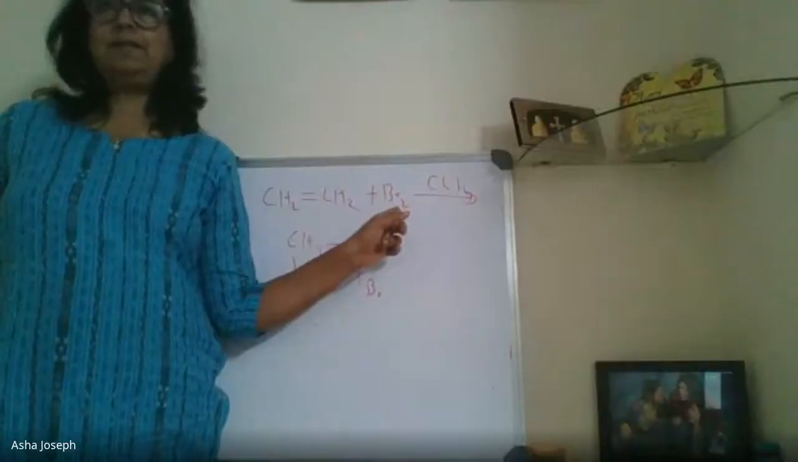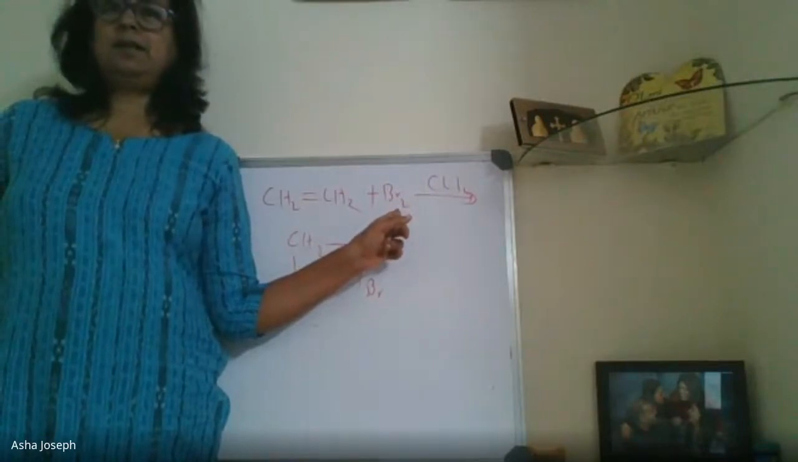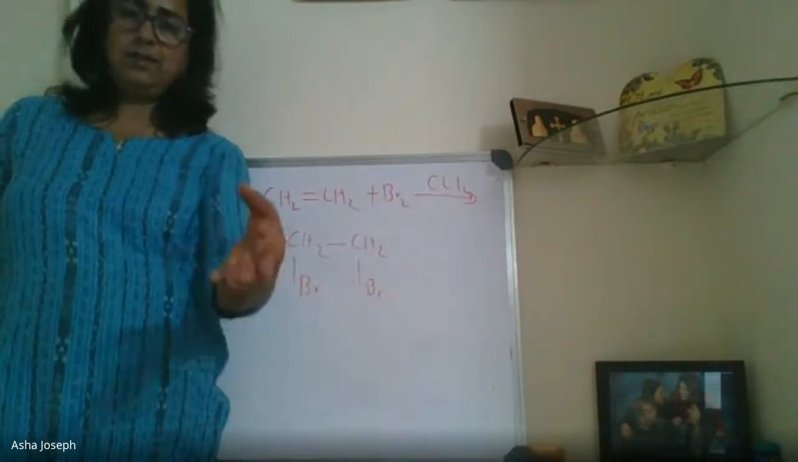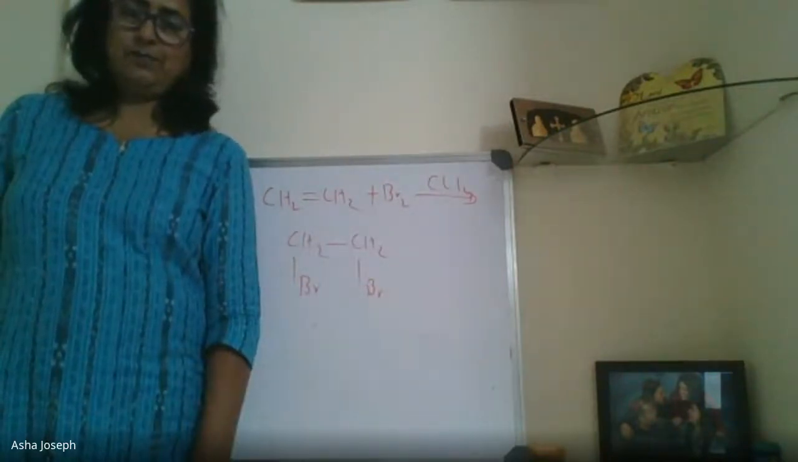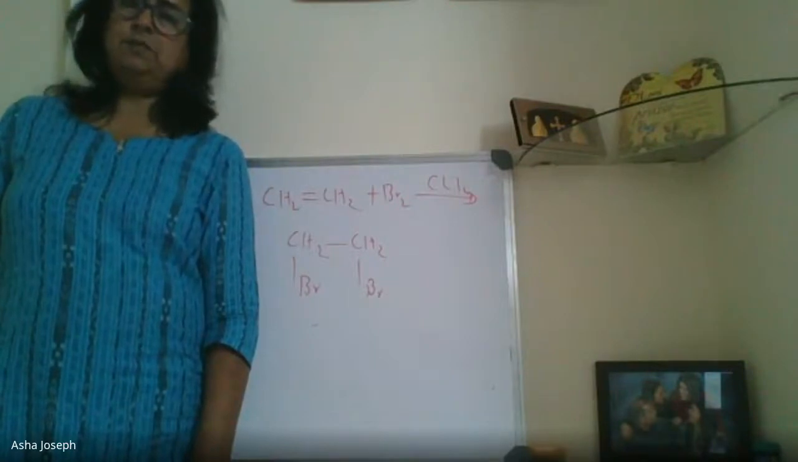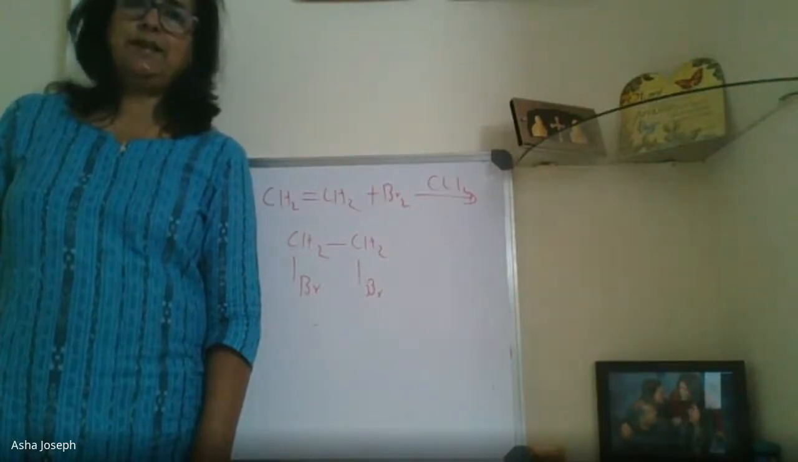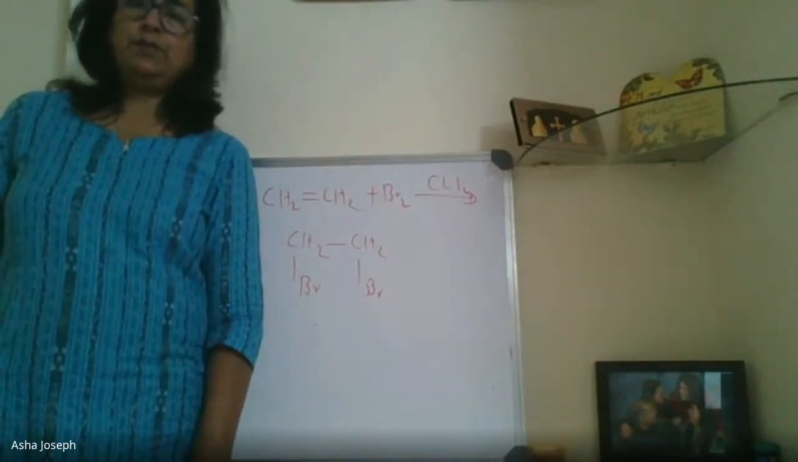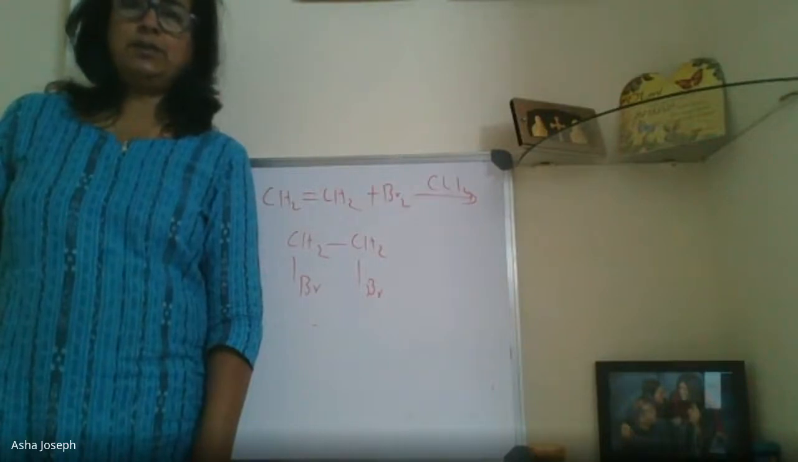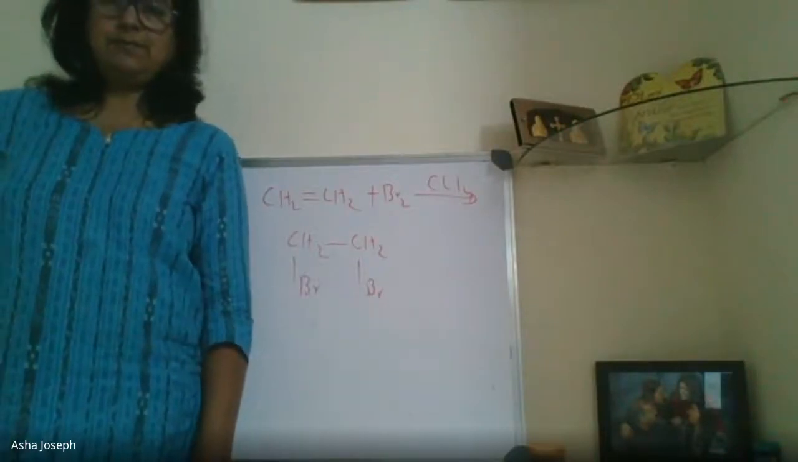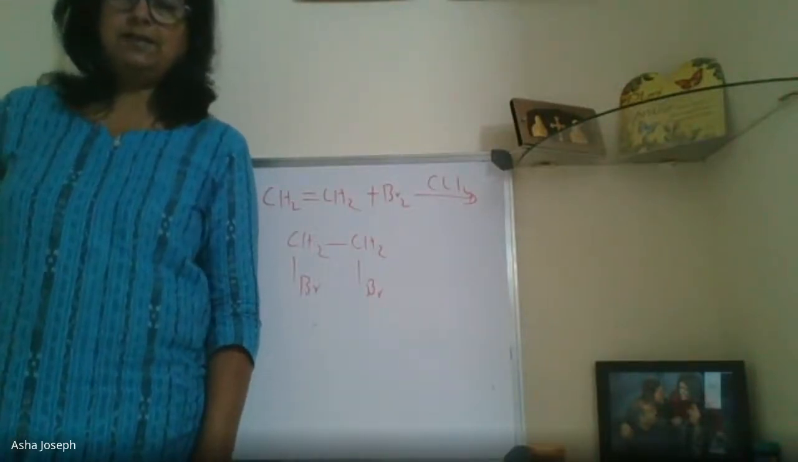Ma'am, this red color is due to which compound? Bromine water. It is yellowish red. When you add bromine water, if no reaction takes place, that color will remain in the solution, but here that color will disappear. Similarly with KMnO4, you will understand better. Potassium permanganate is violet or purple in color. If you add potassium permanganate solution to an unsaturated compound, the color disappears and the solution becomes colorless. That is why we call it a test.